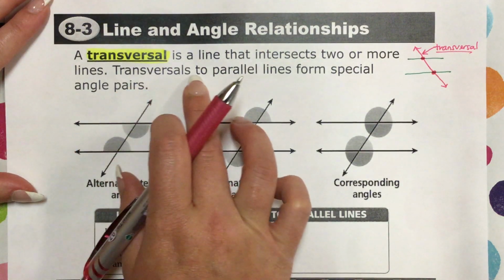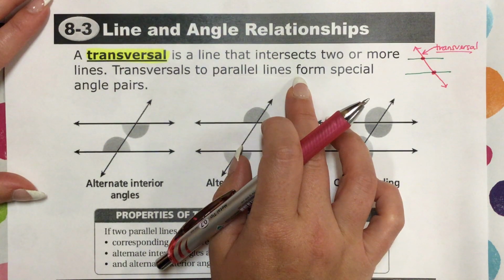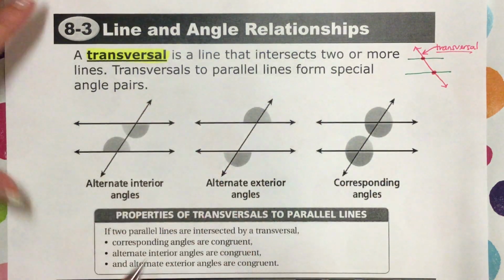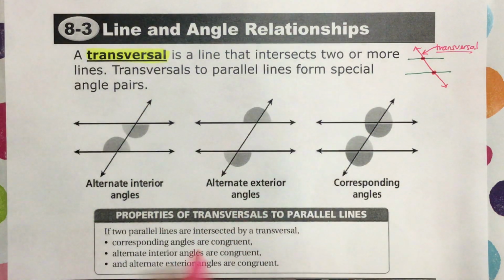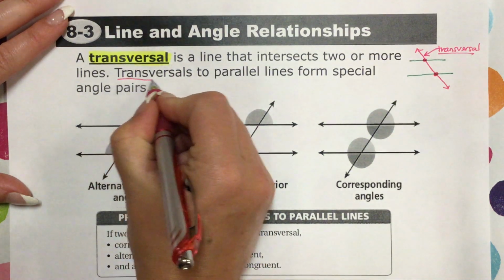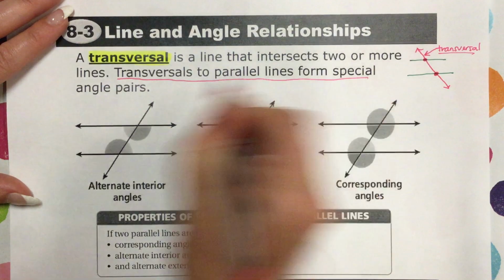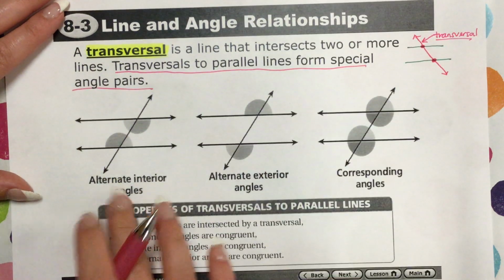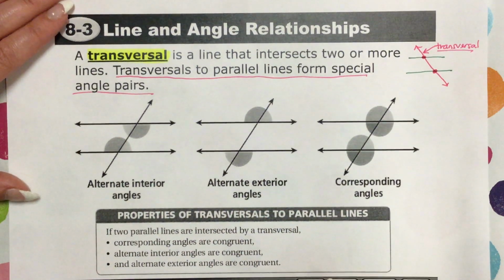This says that transversals to parallel lines form special angle pairs. Transversals to parallel lines form special angle pairs. And there's actually 3 angle pairs that we're going to talk about.